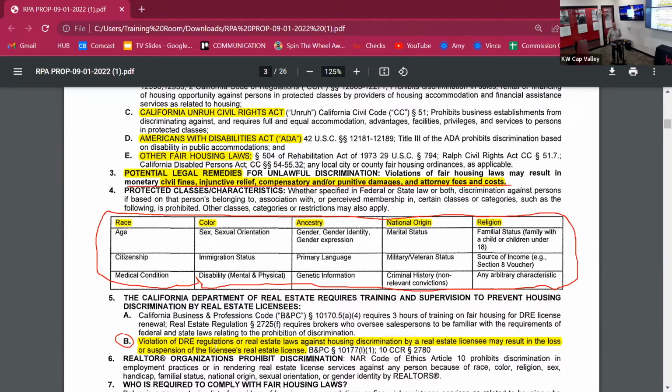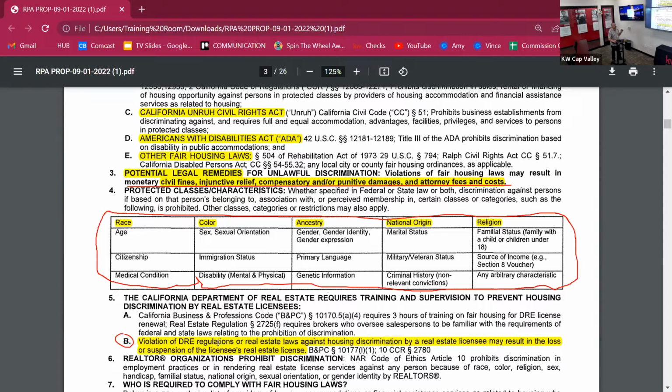By the way, if you get popped with a fair housing violation, I can guarantee you, your license may or may not ever come back. And there are monetary penalties, and under some federal statutes, there are substantial criminal penalties. So this is something you've got to be conscious of.